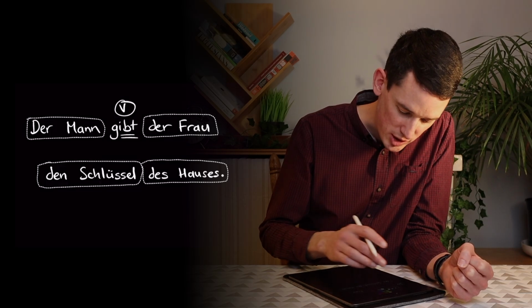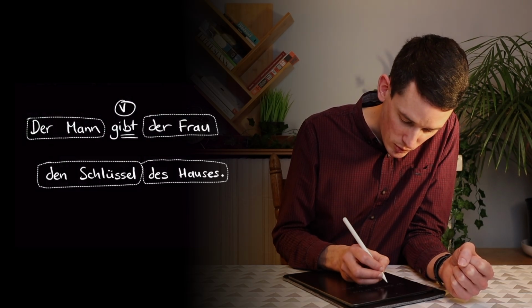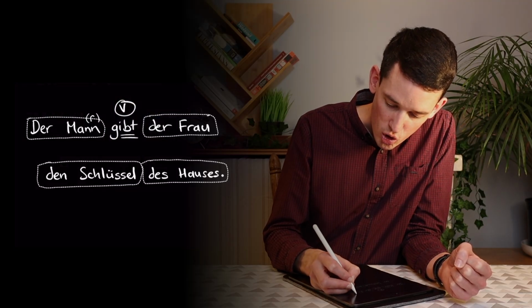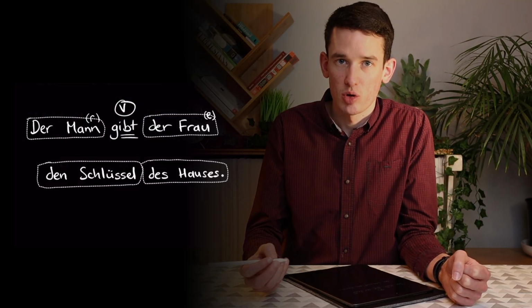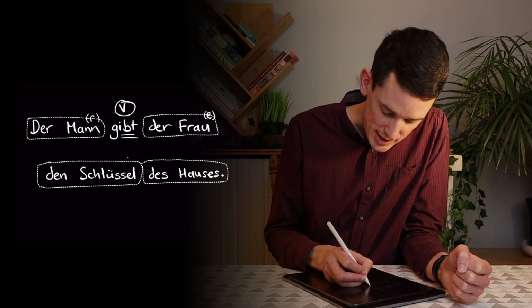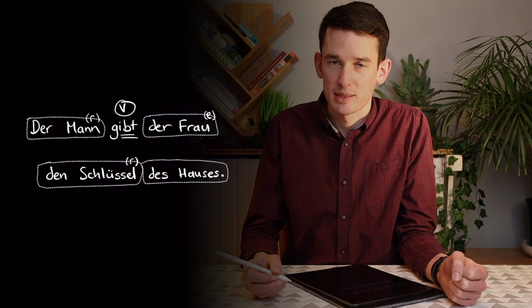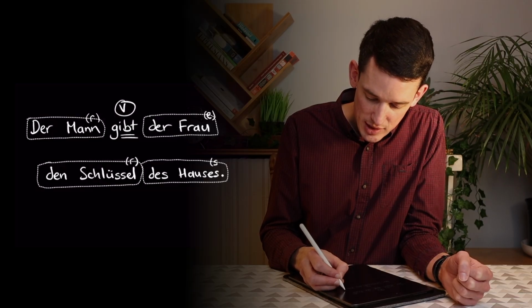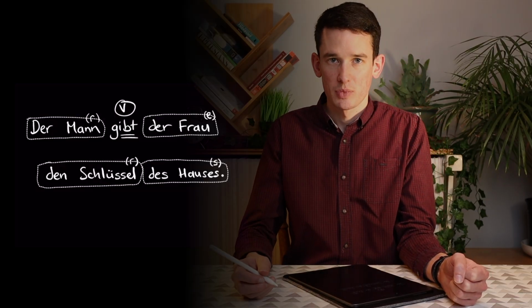So der Mann is a masculine word, so let's just put an der here and put a bracket around it. We know that woman is normally a feminine word, so it's normally die Frau. We know that Schlüssel is normally a masculine word, so that's der Schlüssel. And we know that house is das Haus, so let's just put an S around that.